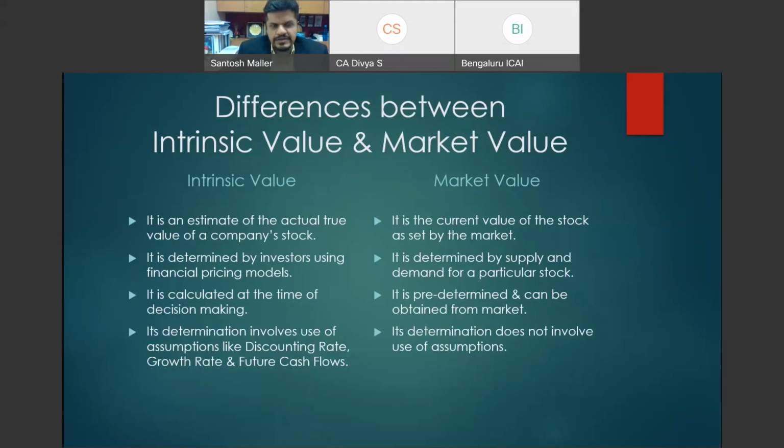It depends on how much that stock, that share, is sought after, how many people are willing to buy, what the trading volumes are, etc. So it will be a function of all those aspects. Whereas valuation is a more scientifically determined value.